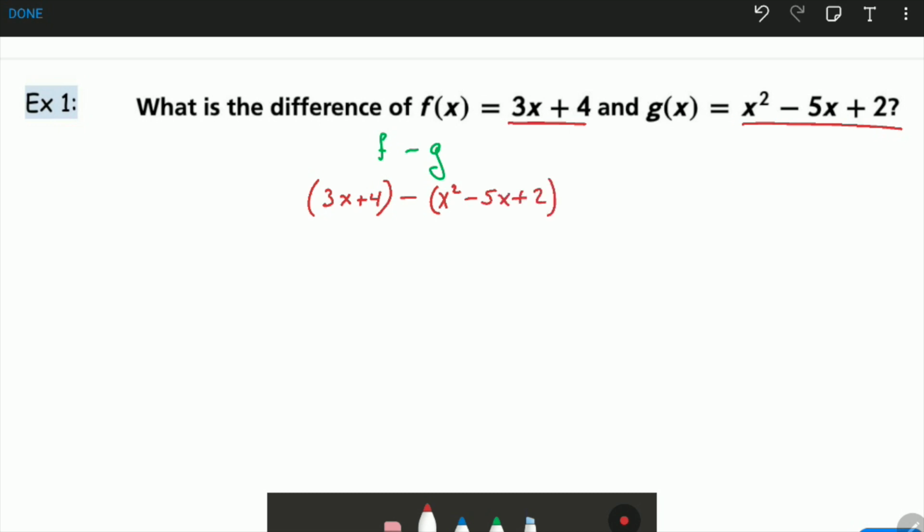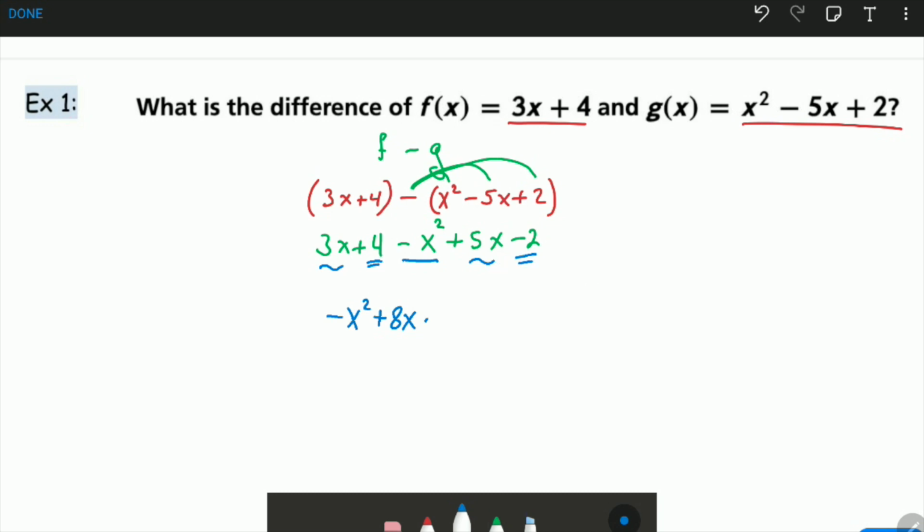Afterwards, it's not much different from other things that you probably have done in Algebra 2. And that's just distribute the minus sign through and then combine like terms. So we'll have minus x squared plus 5x and then minus 2. There's no other x squareds. We have 3x and 5x, which makes 8x. And then 4 minus 2, which is positive 2. So this is the expression for f minus g.